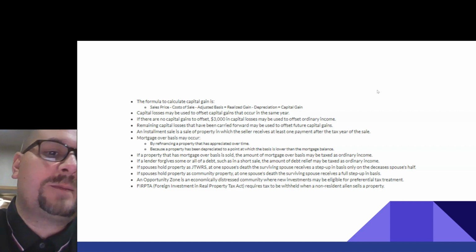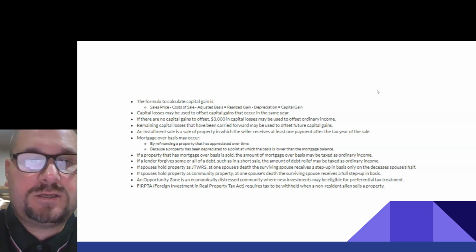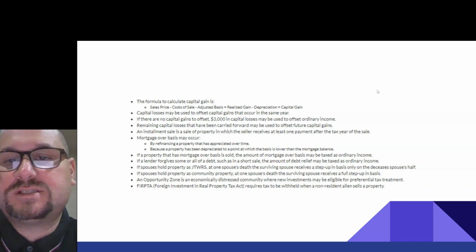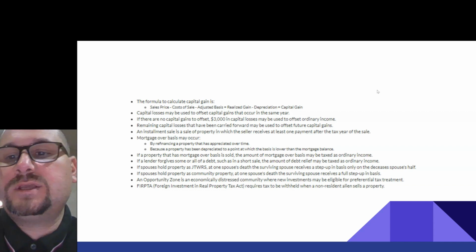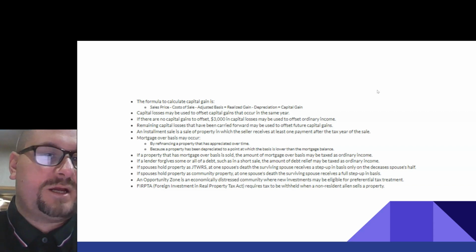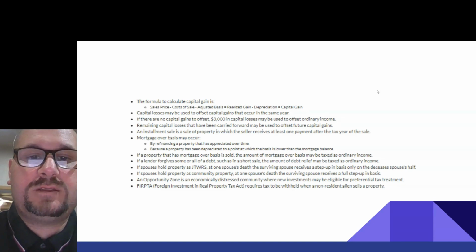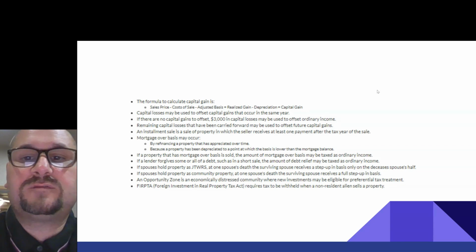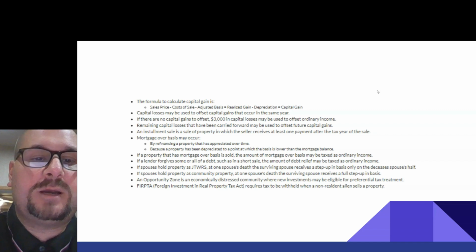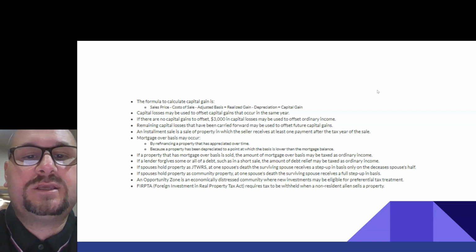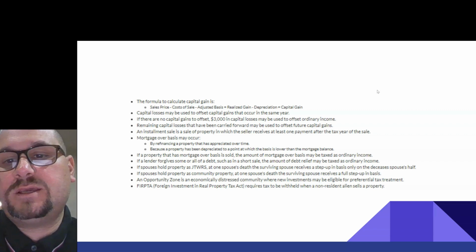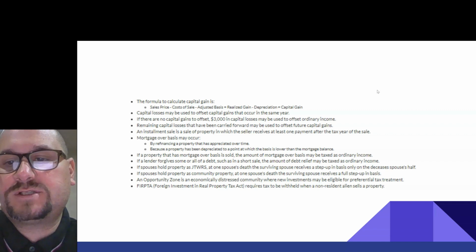If spouses hold property as JTWRS, at one spouse's death, the surviving spouse receives a step up in basis only on the deceased spouse's half. If spouses hold property as community property, at one spouse's death, the surviving spouse receives a full step up in basis. An opportunity zone is an economically distressed community where new investments may be eligible for preferential tax treatment.